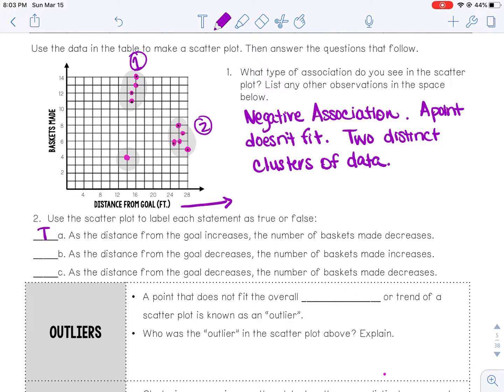Part B: As the distance from the goal decreases, the number of baskets made increases. Yeah, as you're going along this x-axis, the more you go this direction, you can see that the more baskets you're making. So that is also true. It's just saying A in reverse. C says, as the distance from the goal decreases, the number of baskets made decreases, and that is a false statement.